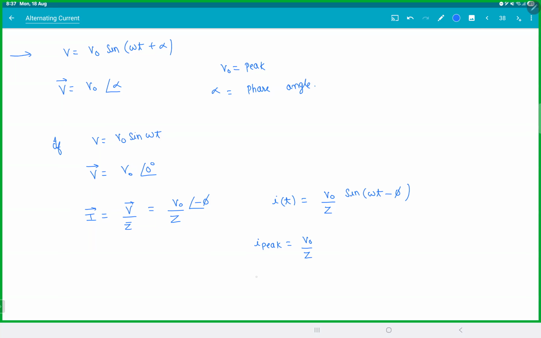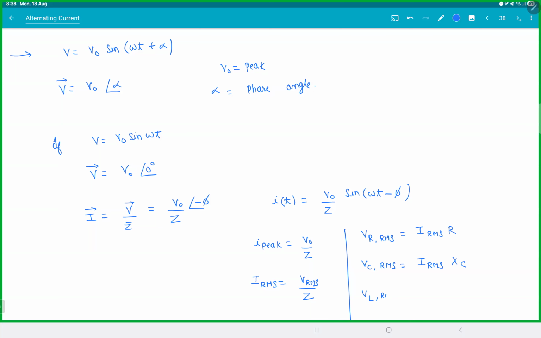If I divide by root 2 on both the sides, this will become I RMS is equal to V RMS by Z. So if you just want RMS values, for example, if you want VR RMS, it is simply I RMS into R. Basically, you don't need any angles or anything. You can just multiply. If you want voltage across the capacitance RMS value, then it is simply I RMS into XC.